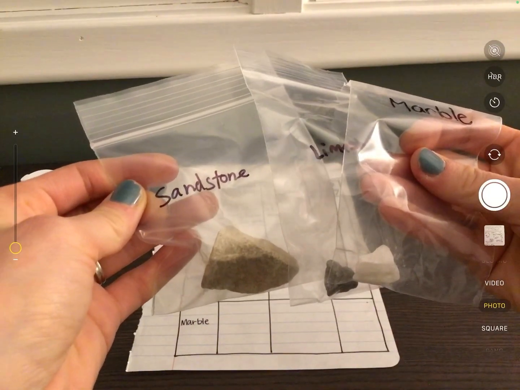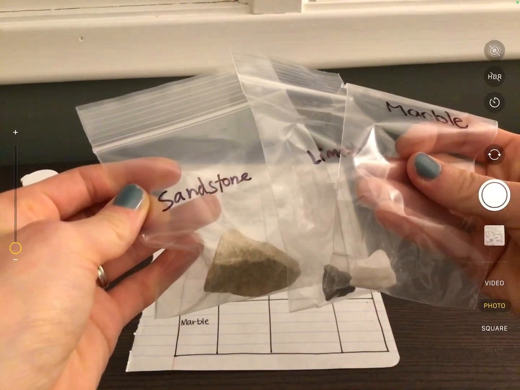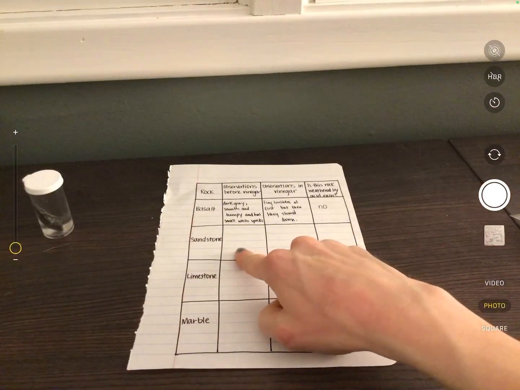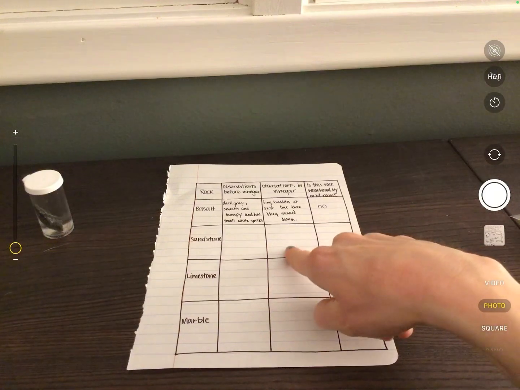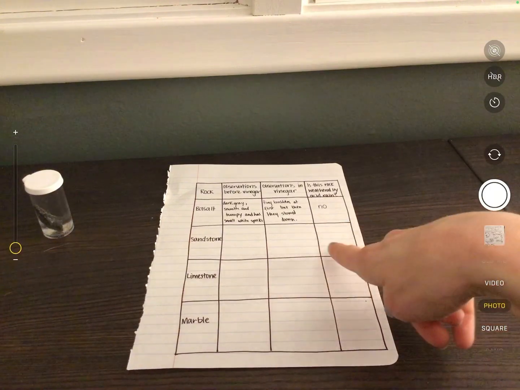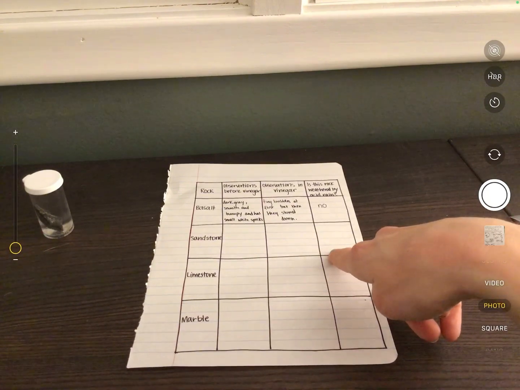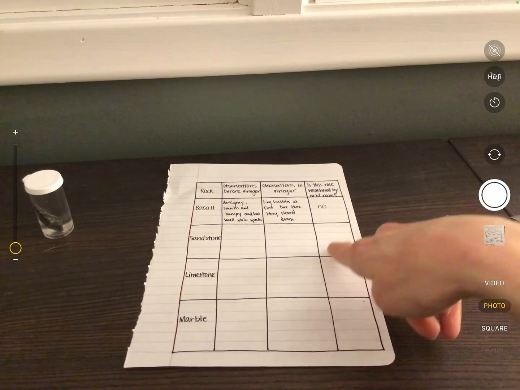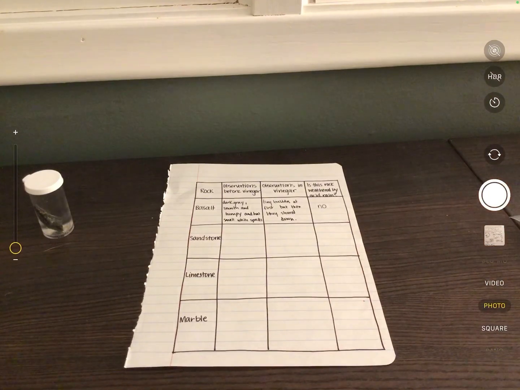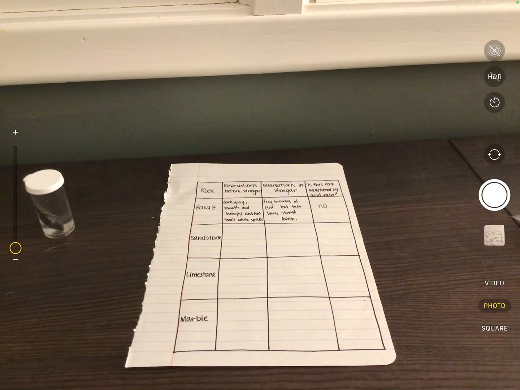You will be answering the same 3 questions for all 3 of these rock samples. What do you observe before the vinegar? What do you observe in the vinegar? And is this rock weathered by acid rain? Are you observing a chemical reaction? After you have finished filling in all of the columns on your table for all 3 of the rock samples, take a picture of both pages of your science notebook and submit it to Schoology.